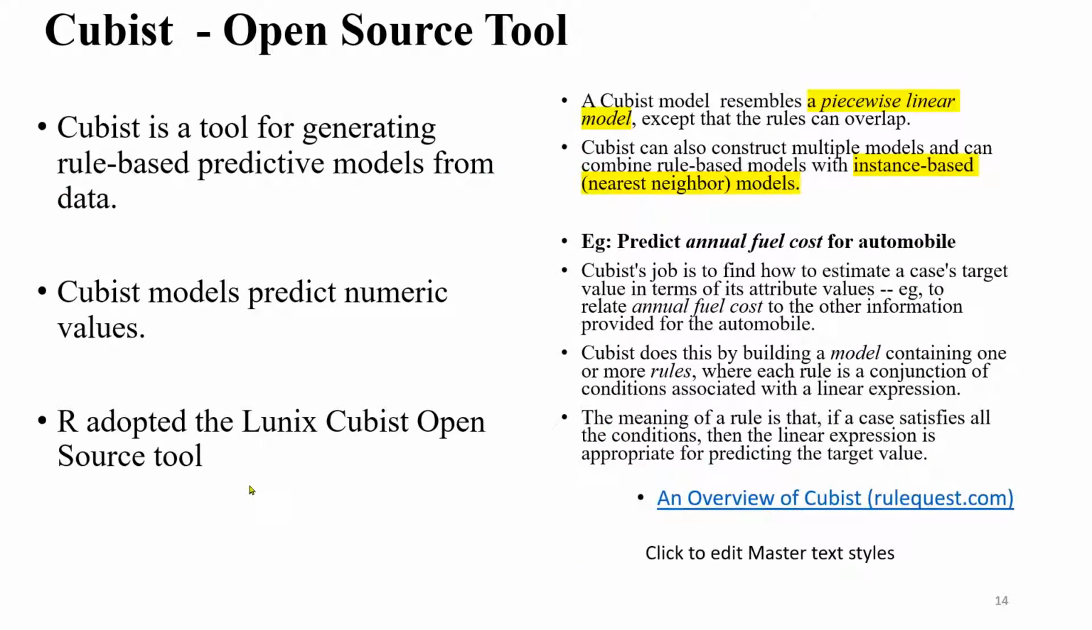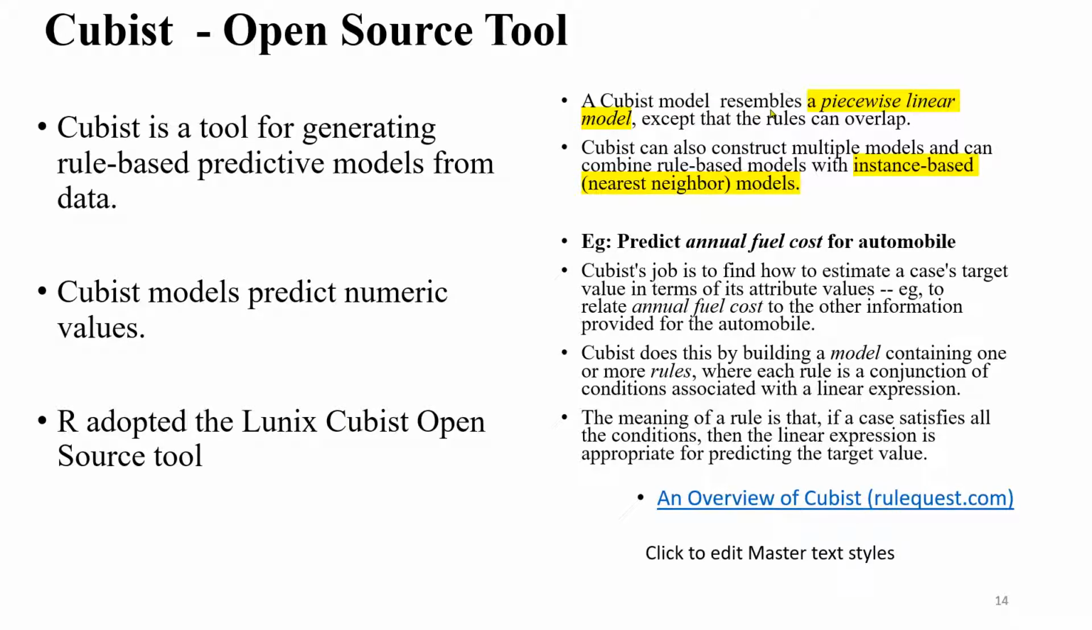Particularly as an example, Cubist. In R we use it as the Cubist model, but it's actually an open source tool. It's a tool for generating rule-based predictive models, and it predicts only numerical values. It has a sister model that predicts categorical outcomes, which is beyond the topic today. It's open source, developed as a Linux tool, and R just adopted the package as is. It's up to the Cubist team to maintain it rather than the R team.